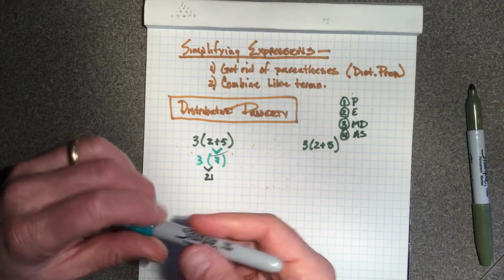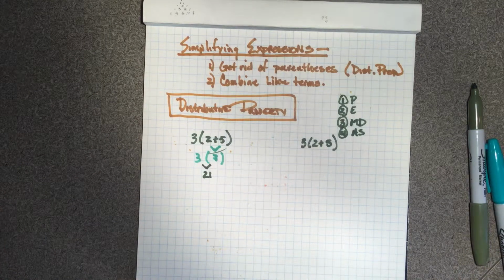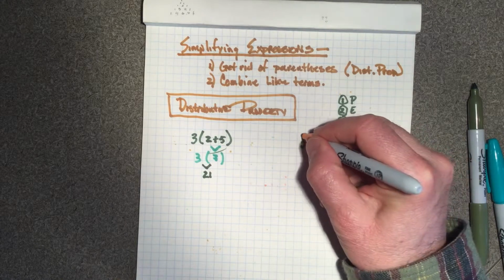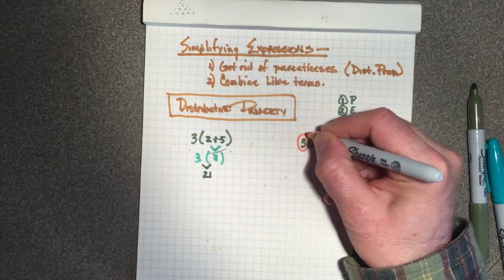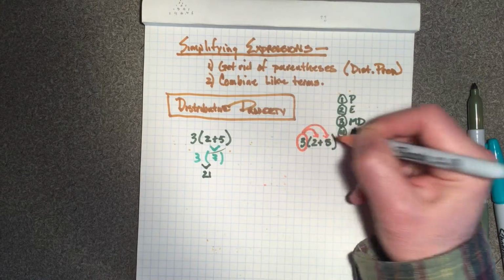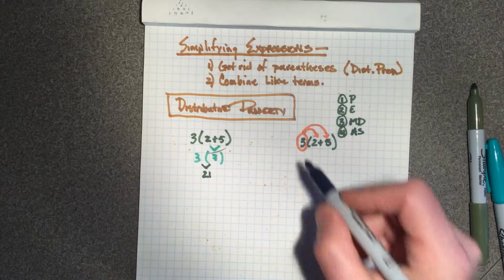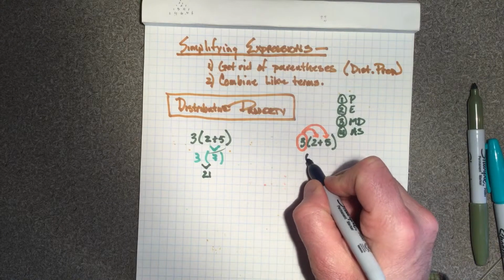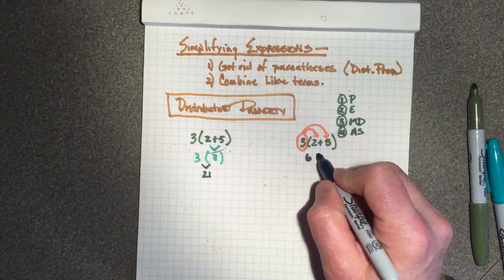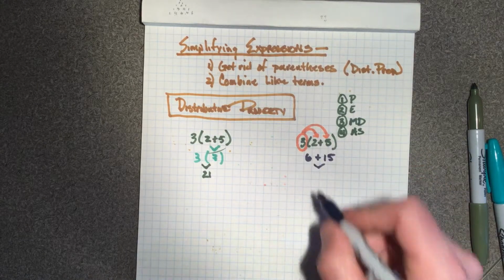There's a whole other way we can do this problem, and we can do it by using what's called the distributive property. So instead of adding the 2 and the 5 together, first thing I can do is distribute this 3 to both the 2 and the 5. I'm going to multiply those together. 3 times 2 gives me 6. 3 times a positive 5 gives me positive 15. And now I can add those together to get 21.